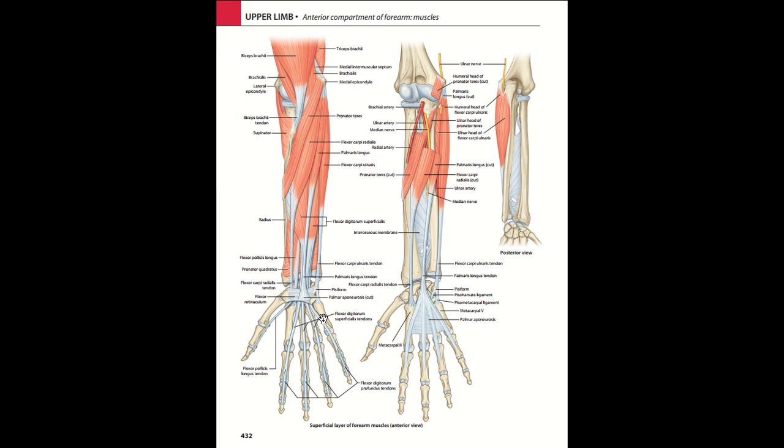it also adducts the wrist joint. So let's take a look at the nerve supply of all these muscles in the superficial portion of the forearm. The pronator teres, the flexor carpi radialis, and the palmaris longus are all innervated by the median nerve, except for the flexor carpi ulnaris. It's innervated by the ulnar nerve.